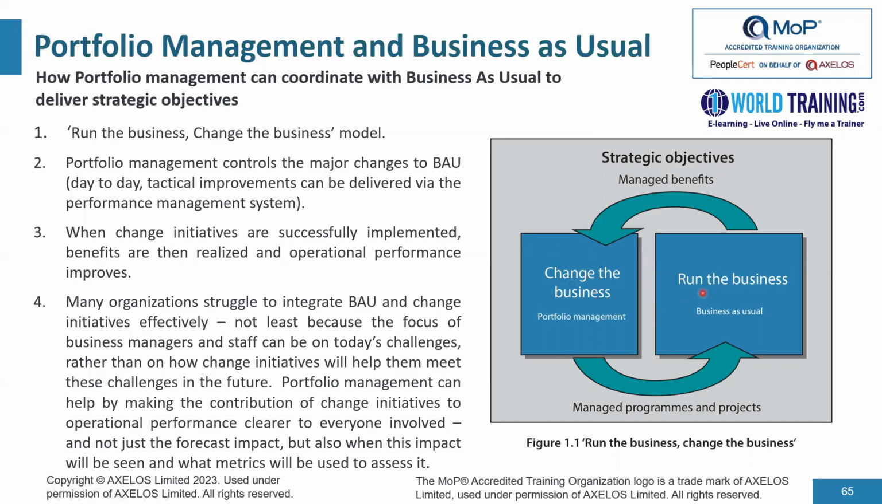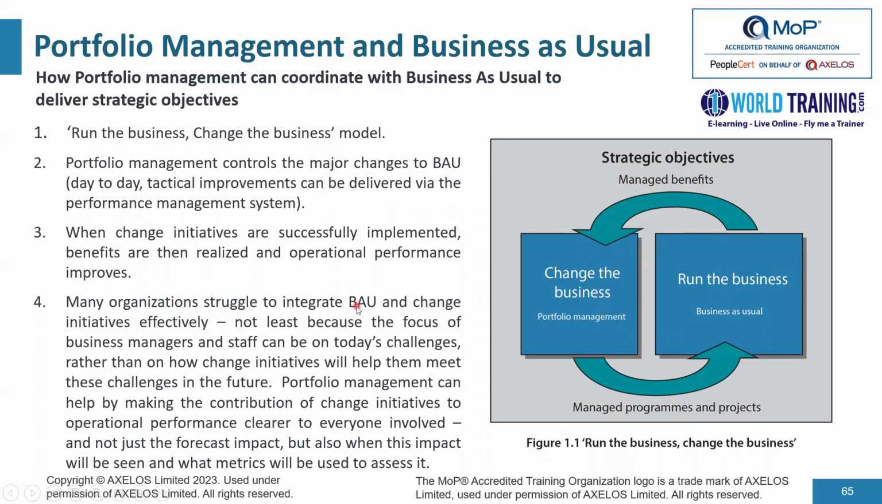Now, day-to-day tactical improvements can be delivered via performance management systems. And when change initiatives are successfully implemented, benefits are then realized and operational performance improves. So there's an interlinkage. We incorporate a particular project or program, and the benefits are realized in the operating environment. And the operating environment, while running the business, would trigger the start of a new project. So there's an interlinkage in this model.